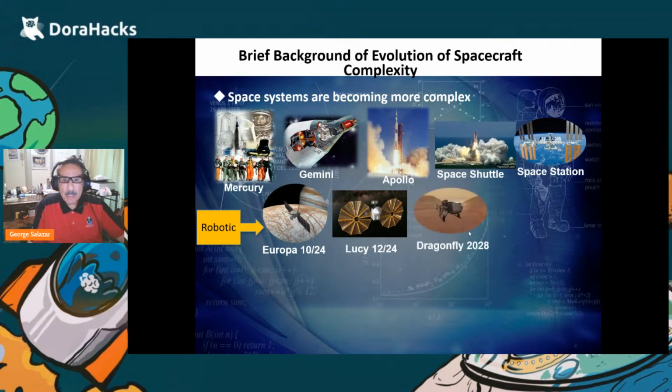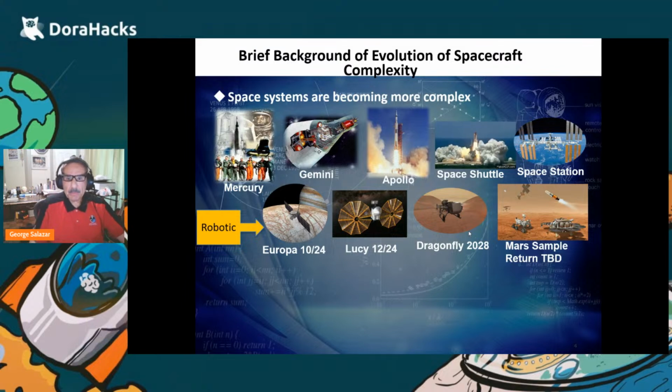That's the plan. Dragonfly is going to leverage some of the technology the Mars helicopter used for landing and taking off, with a helicopter on one of the moons of Saturn. So that's going to be an interesting mission to be carried out.